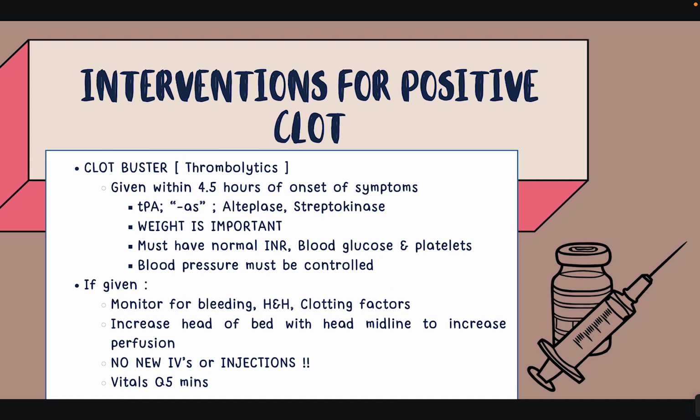Now, for interventions for a positive clot. This is if the patient gets a CT or the CTA and there is no bleed, but there is a fat clot. Okay, it doesn't have to be fat, but they're usually big. Anyways, if the patient has a clot, we could use a clot buster. Those are thrombolytics. Those are your TPAs, your alteplase, your streptokinase.